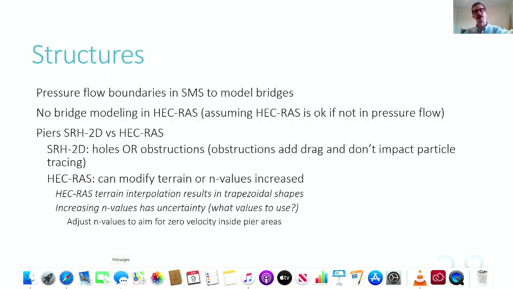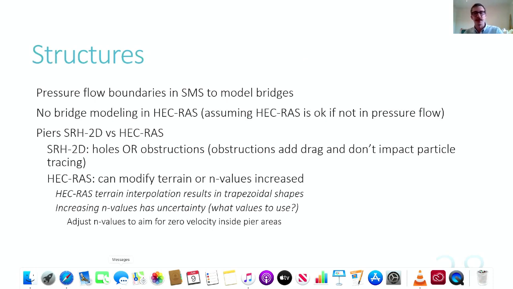Now structures. So we've discussed that SRH2D uses pressure flow boundaries and SMS to model bridges and pressure flow. And HEC-RAS doesn't have that option. So that's one big difference in how the two models handled structures throughout this project.